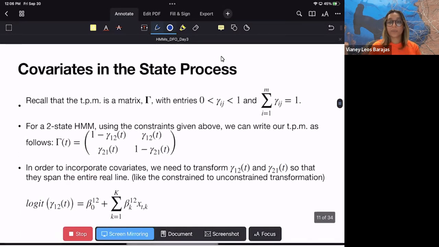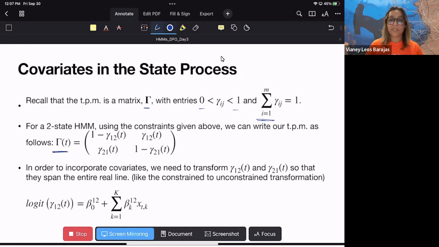So how does this actually work in practice? If we want to include covariates in the state process, that means that our transition matrix now depends on the values of the covariates at each time point. Recall that this is a matrix, gamma, with entries that are bounded between 0 and 1, and further, that the sum of the rows is equal to 1. So for a 2-state hidden Markov model, using the constraints given above, we can write our transition matrix as follows.